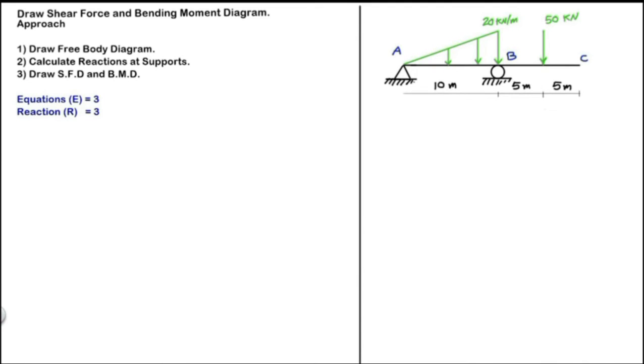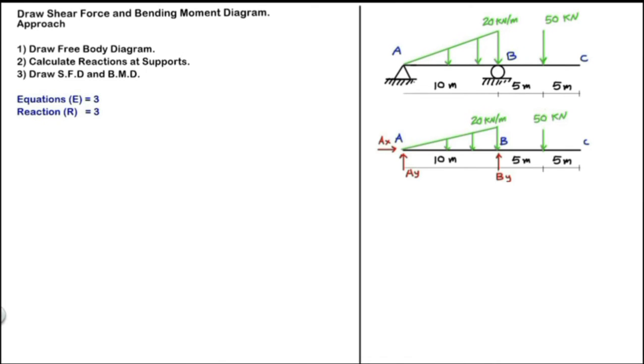Hello everyone. Today I will do one more example about shear force and bending moment diagram. Let's take a look at this beam here. There's a pin support and a roller support, and there are two kinds of loads, distributed load and concentrated load. So let's get started by drawing the free body diagram of the beam.